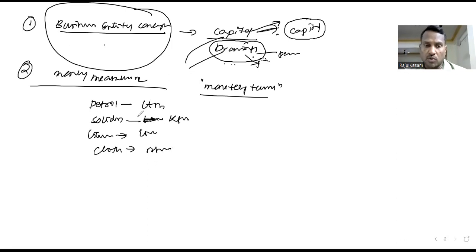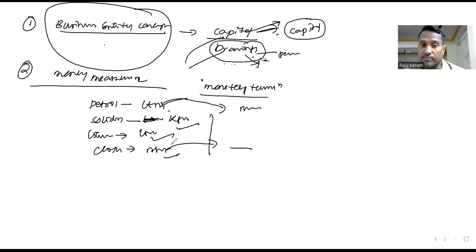So petrol and liquids are measured in liters, the solids are measured in kgs, and some kinds of materials are measured in meters. If we record the liters, kgs, meters in accountancy books, there is no use. These liters should be converted into money, the meters also should be converted into money, and the kgs also should be converted into money. After converting into money, then we record in accountancy books. That is called the money measurement concept.